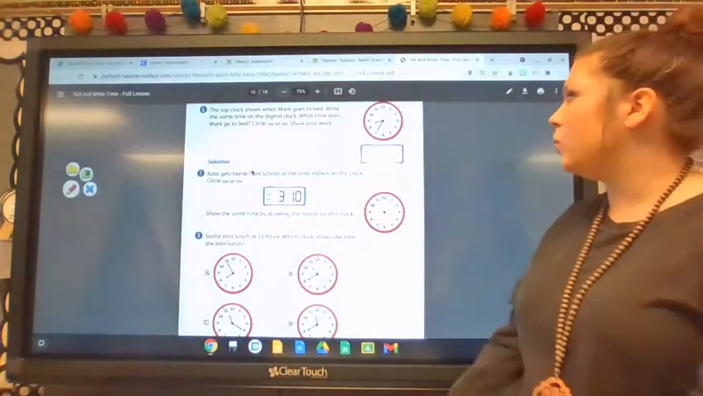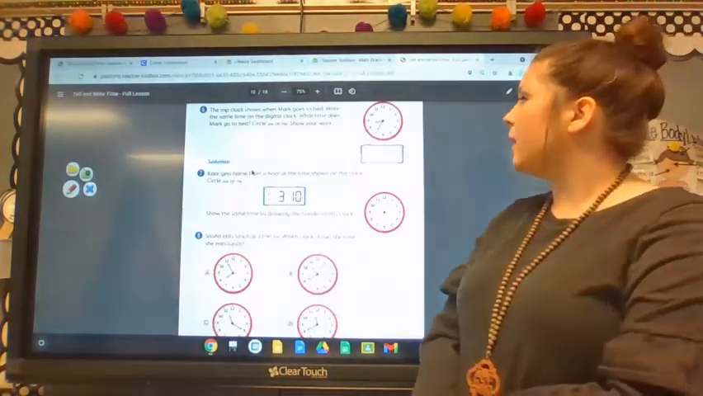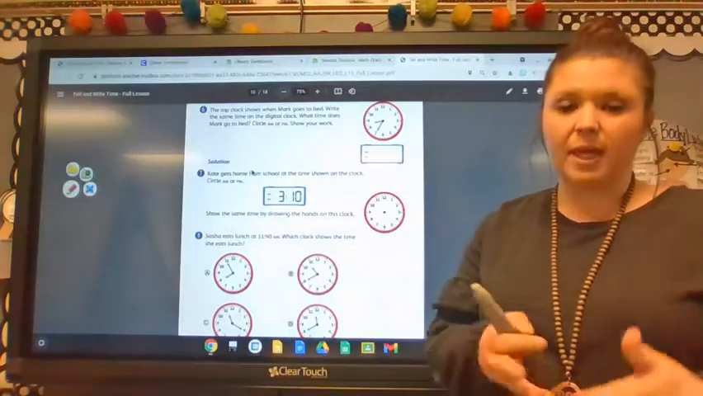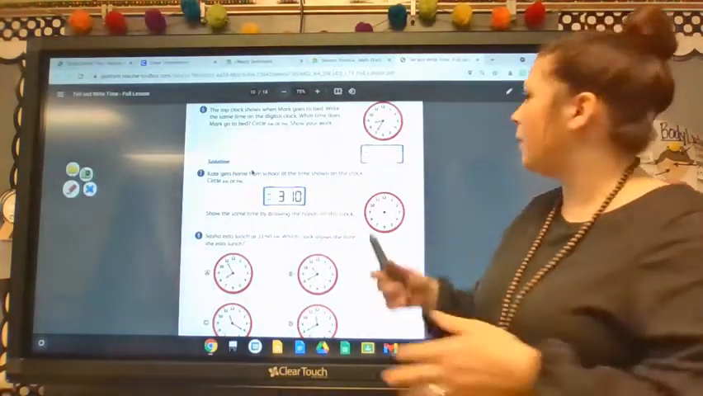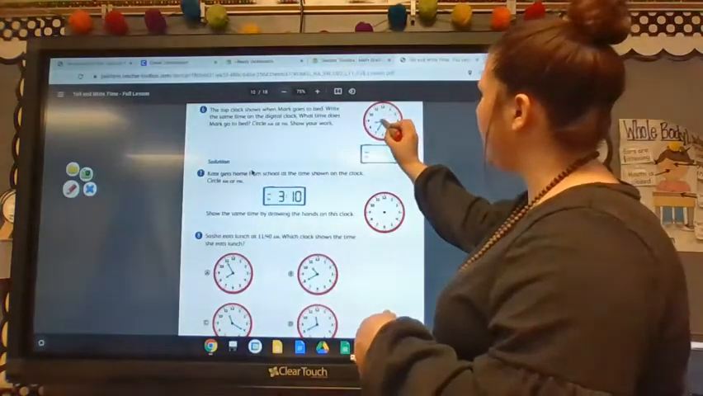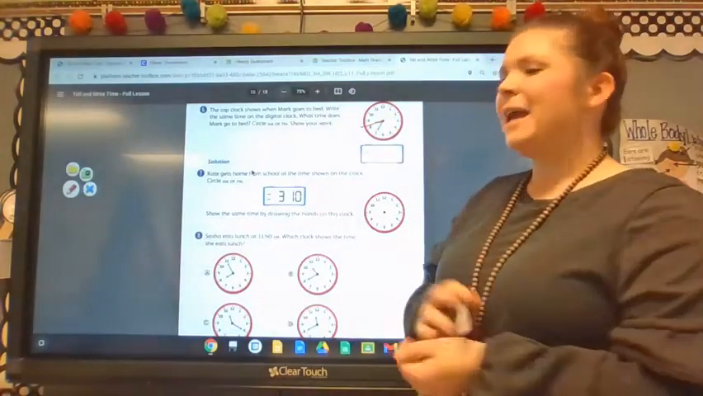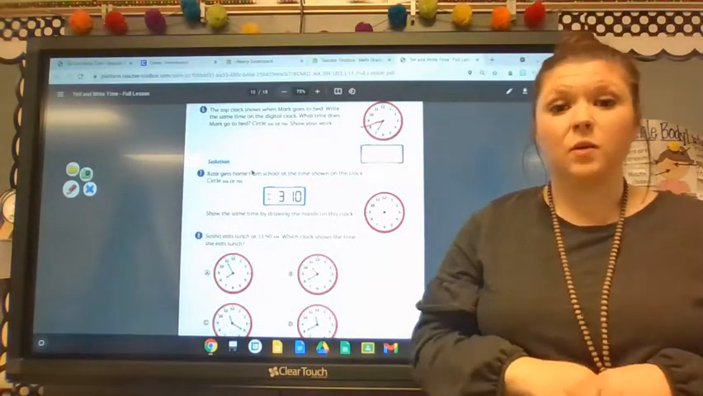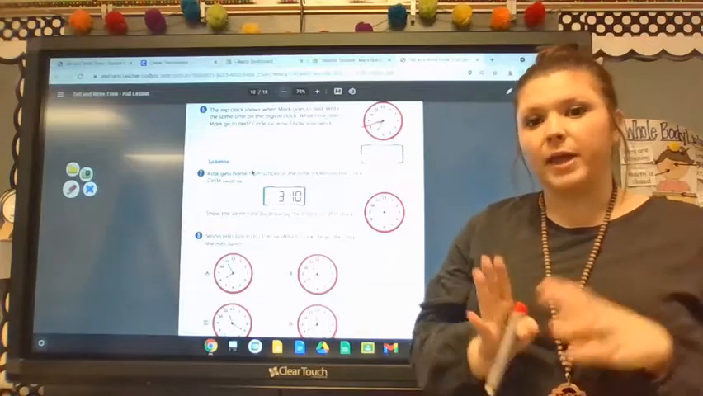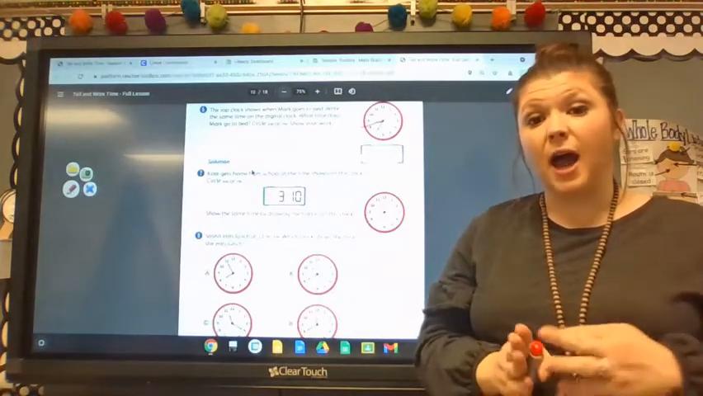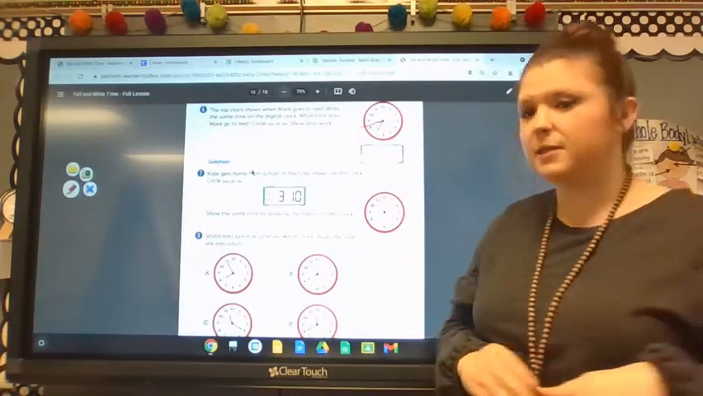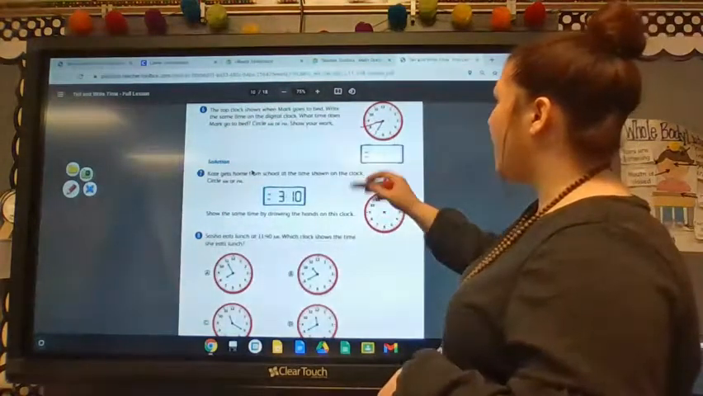Circle AM or PM. All right, so let's first start by looking at our hour hand. That's our shorthand, right? If we follow it all the way back, it is just past the 8. So when we're looking at the hour, we have to look at the hour that it just passed. So it is just past the 8.